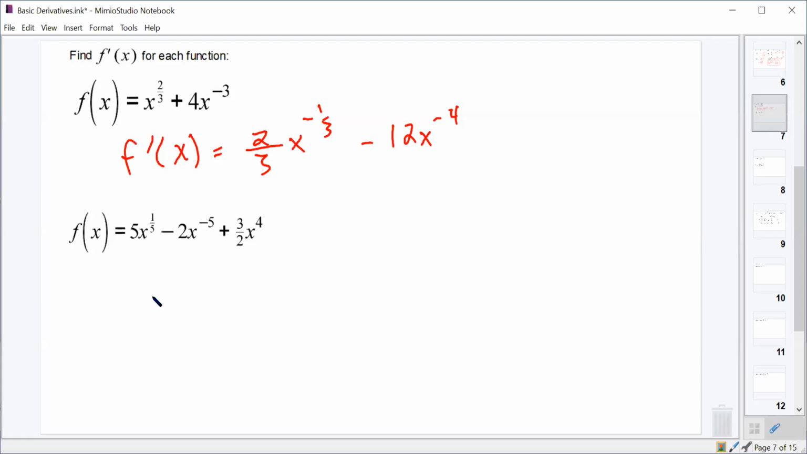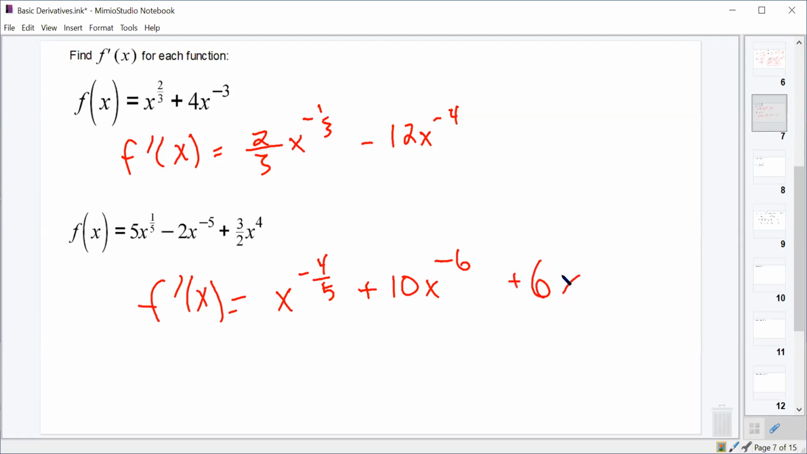All right, what about this second one here? F prime of x is, what did the first term become? X to the negative 4/5 power. X to the negative 4/5, good. Next term became what? 10x to the negative 6, and then the last term should have been 6x cubed. You guys agree? Awesome. Everybody doing okay with those? Any issues with those? So I'm going to make it slightly more irritating next.